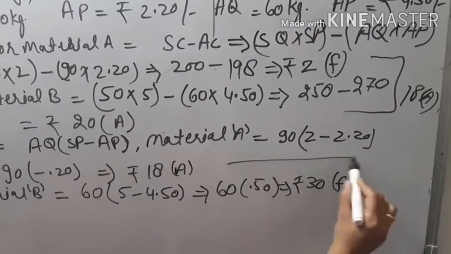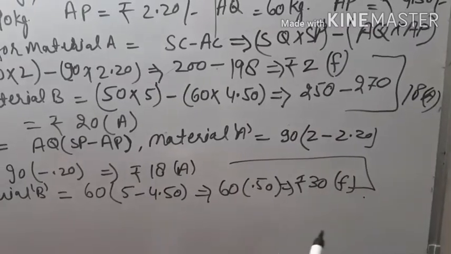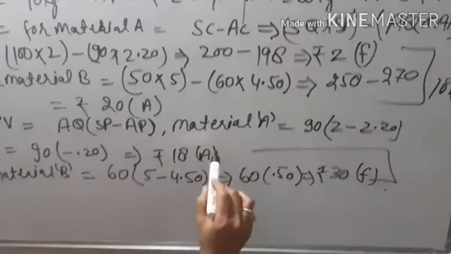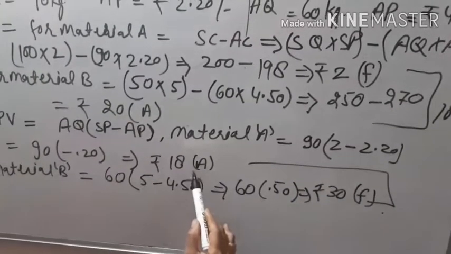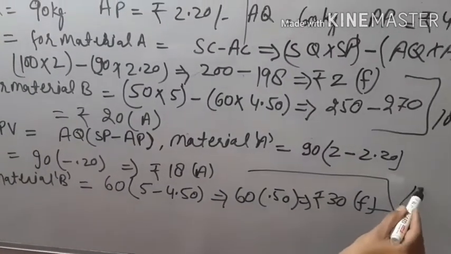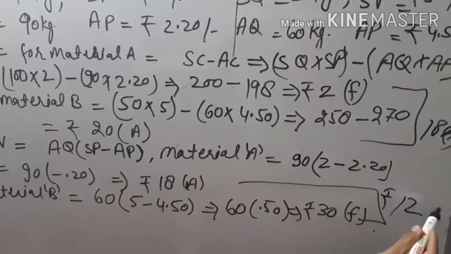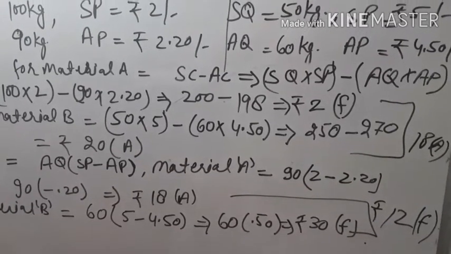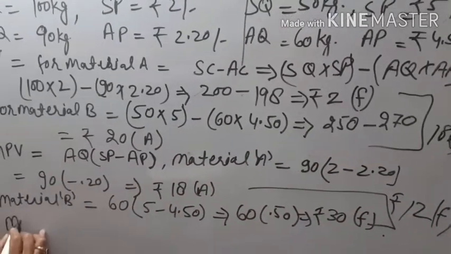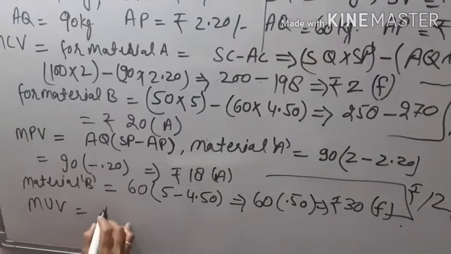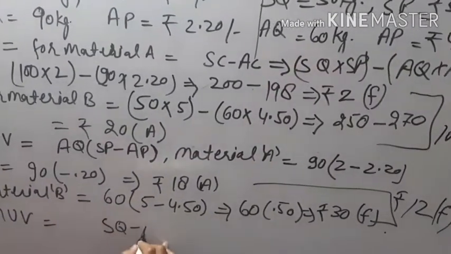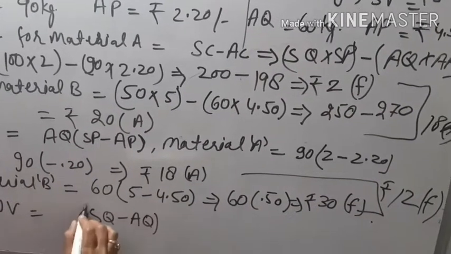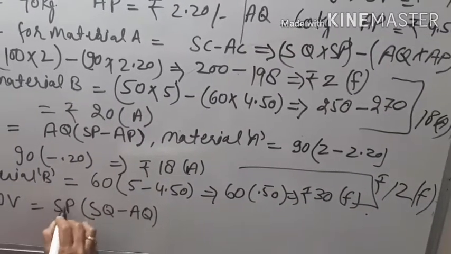Now we will calculate values by the help of both these, 13 favorable and 18 in adversible. Now the answer will come in 12 in favorable term. Now we will calculate material uses variance. Material uses variance, standard quantity minus actual quantity multiply standard price.